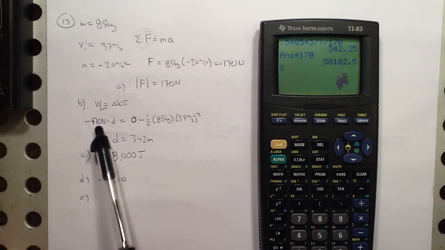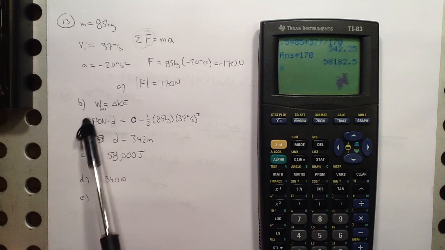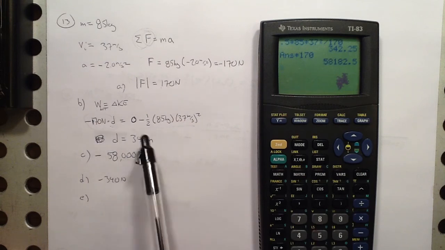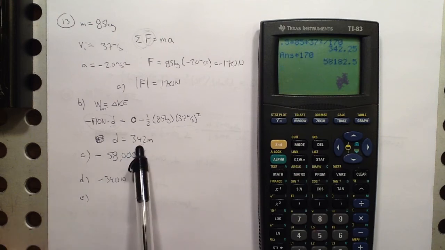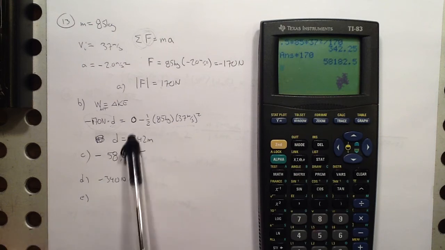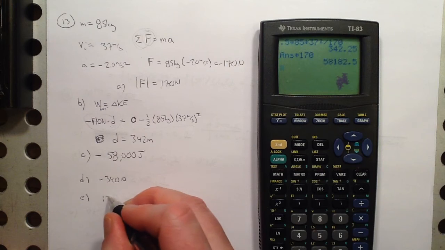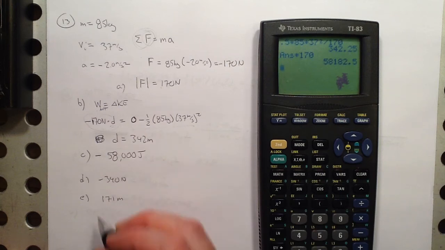again, we've only changed the force, right? So if we double the force, that's going to double this. We're going to divide by something that's twice as big, and it makes sense that if the slowing down force is greater, then this would be cut in half. So that'd be about 171 meters or so.